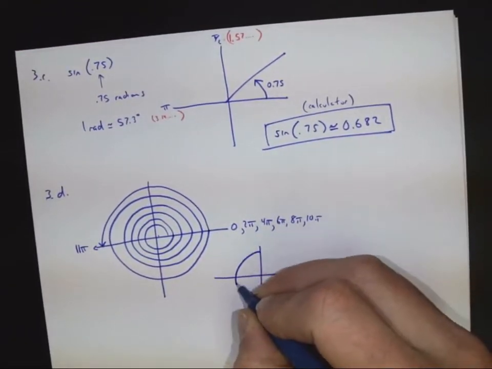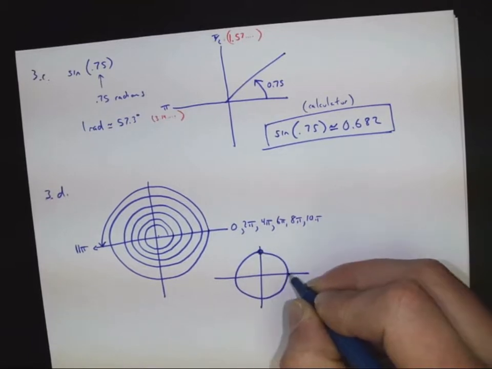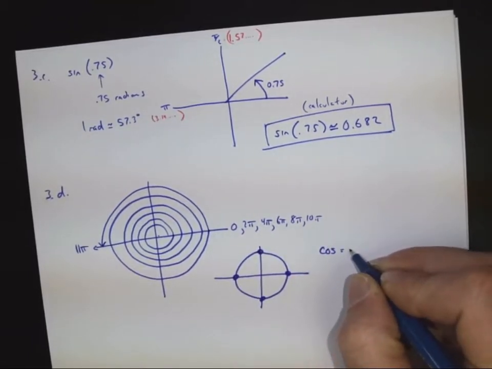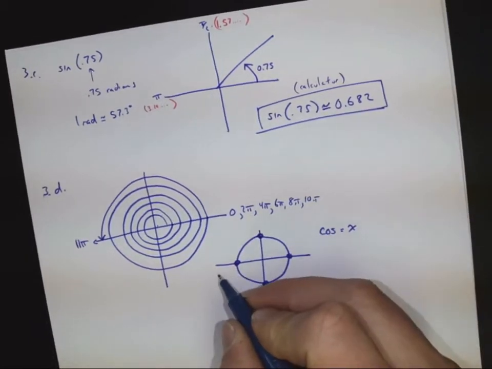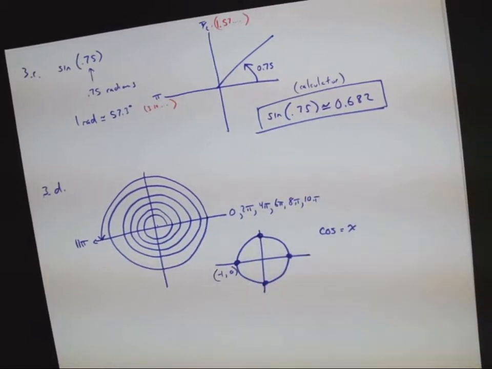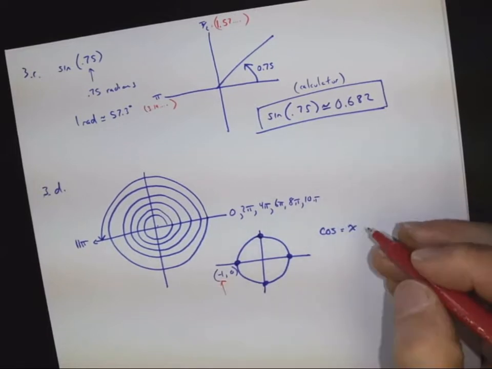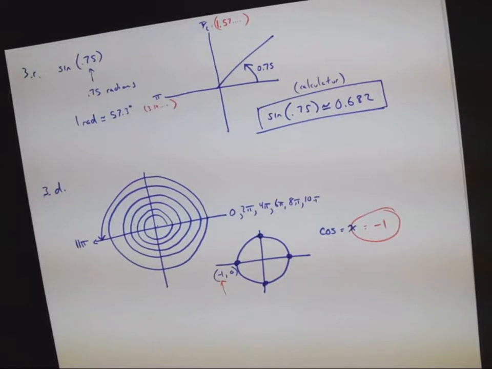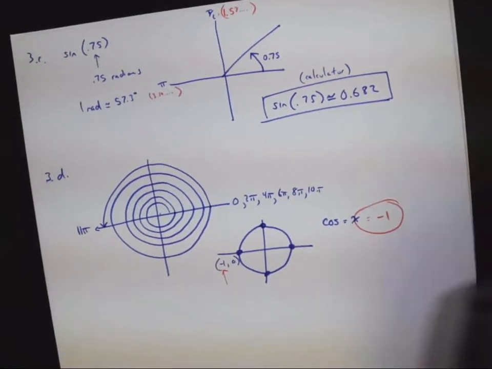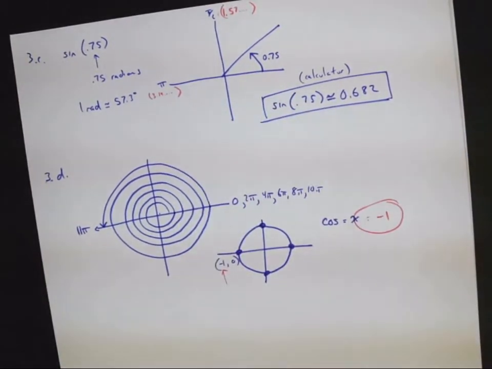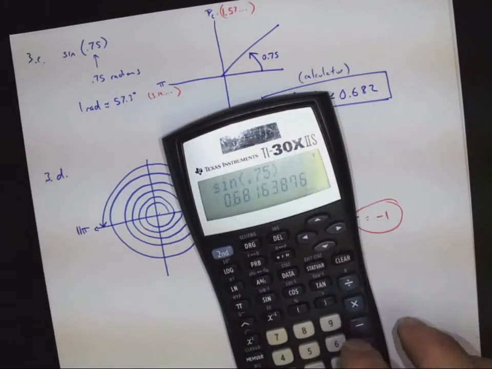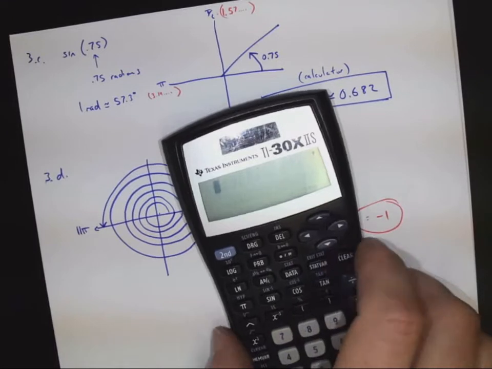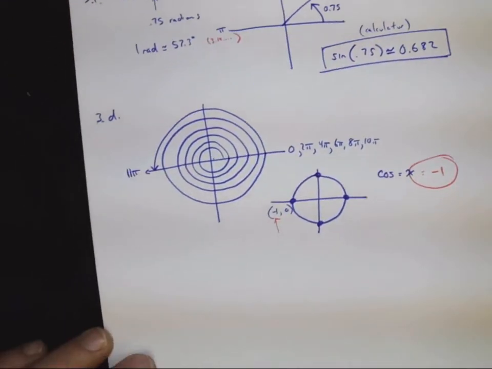So we know from our unit circle that the cosine value always corresponds to the x-coordinate. And so the x-coordinate of this point is -1. And so the answer to this question is just -1. And we can confirm that with a calculator, right? Oh, no. Unless we have radians. Cosine of 11 pi is -1. Okay.